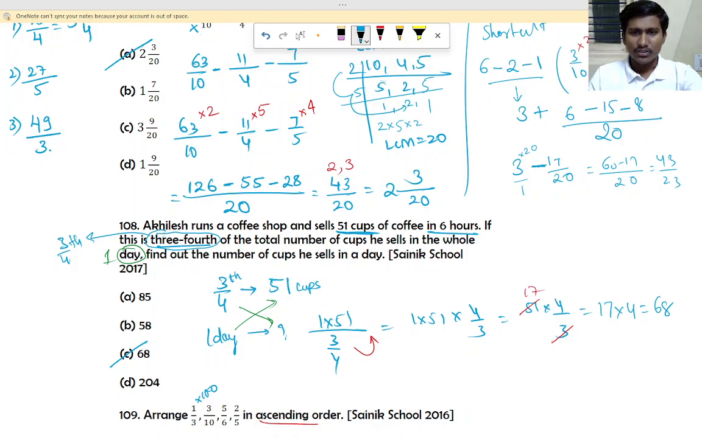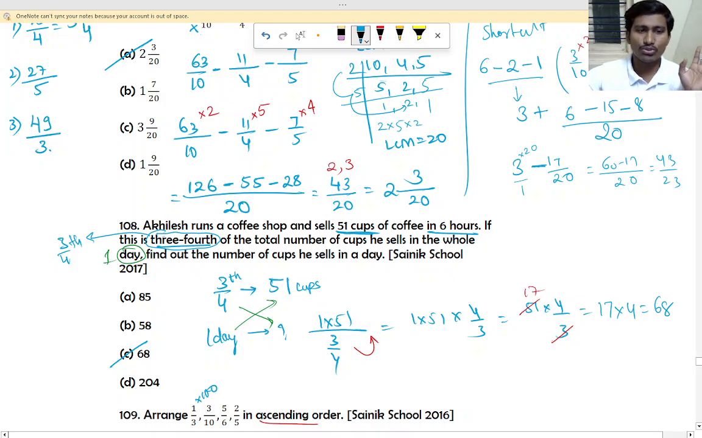Listen here, silence. So here is one more shortcut method, which is to go with the options. With options, how should you do? They are asking 3/4 of which number is 51. You have to check it. If you take option A, that is 85, will it be divisible by 4? It will not be divisible, so option A will not come.